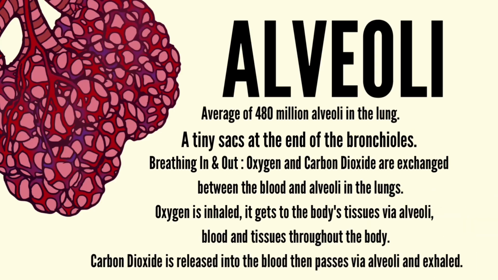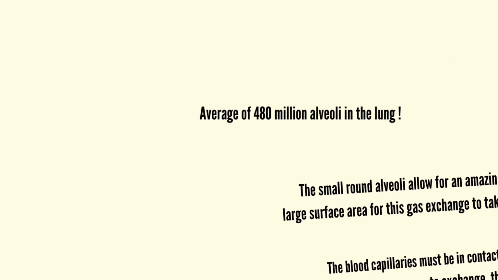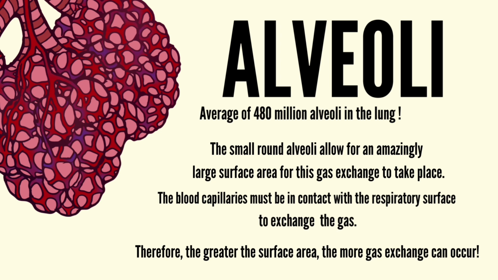The next one, we have the alveoli. Alveoli are tiny air sacs at the end of the bronchioles. While breathing in and out, oxygen and carbon dioxide are exchanged between the blood and alveoli in the lungs. When oxygen is inhaled from the air, it gets to the body's tissue via the alveoli, blood, and tissues throughout the body. The body's tissues release carbon dioxide into the blood, which then passes via the alveoli and is exhaled. By the way, it is estimated that there are 480 million alveoli in the lung. The small round alveoli allow for an amazingly large surface area for this gas exchange to take place.